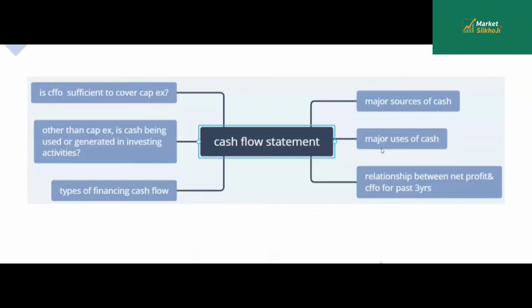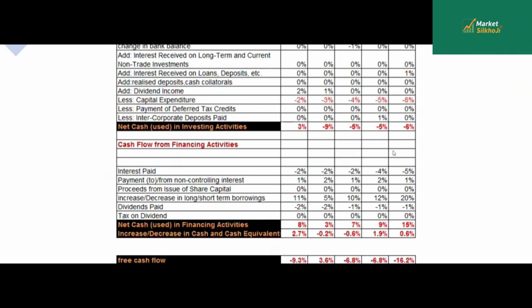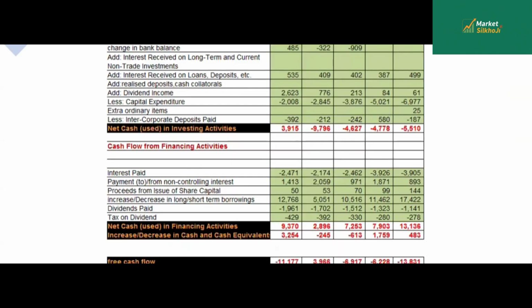Next, major uses of cash. So here you can see, along with capex, they are buying and selling some mutual funds, they are investing in some FDs also, and here you can see they are generating some dividend income also. So they might be investing in mutual funds, liquid funds, FDs and all. So that is along with the capex.